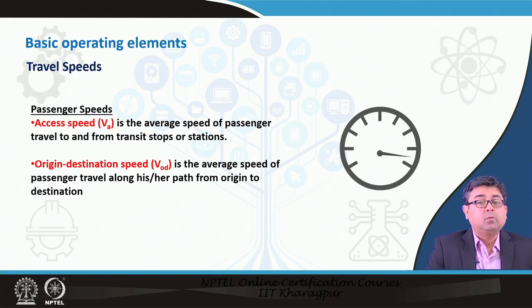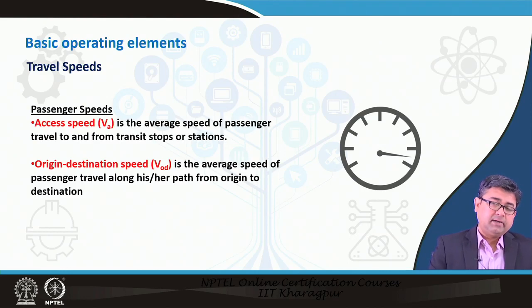Now, you can either walk to the transport stop or station, or you can come on a bicycle, or you can take your own vehicle and park there. So, all this will have different types of speeds involved. These speeds play a very important role when we are calculating the passenger travel times.